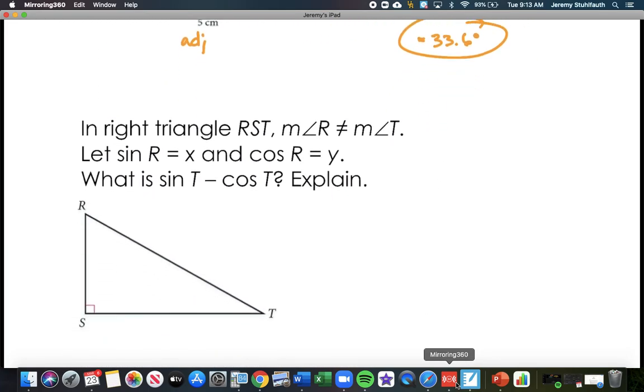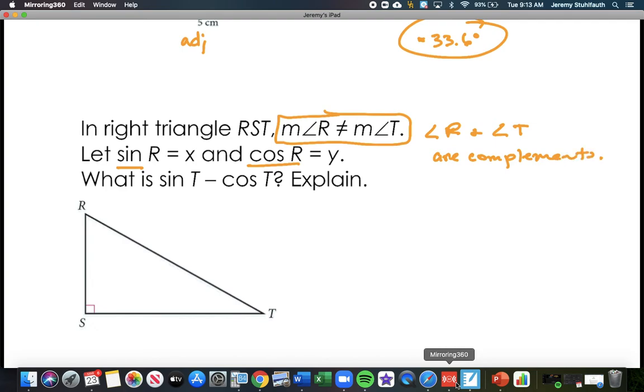In this problem, we are using the conjecture about complementary angles and their sines and cosines. It says in right triangle RST, the measure of angle R is not equal to the measure of angle T. Let sine R equal X and cosine R equal Y. What is sine T minus cosine T? So if you look at this, we know sine R is x, we know cosine R is y. Because it's a right triangle, angle R and angle T are complements. So that means they add up to 90 degrees.